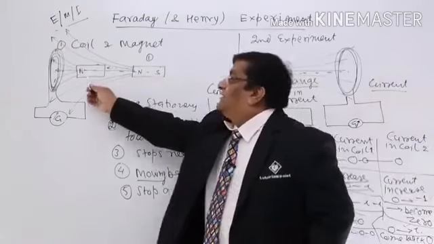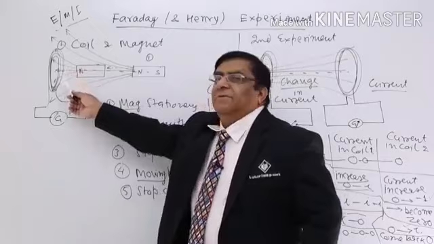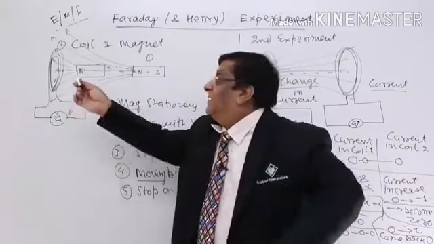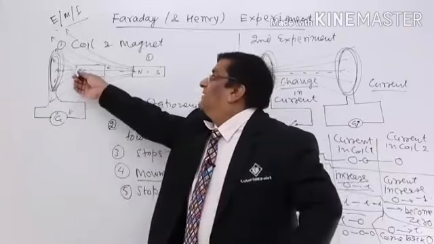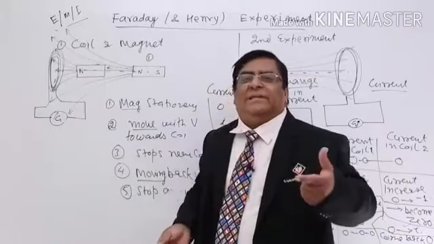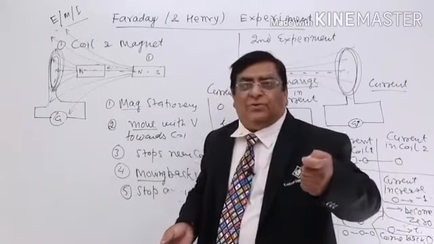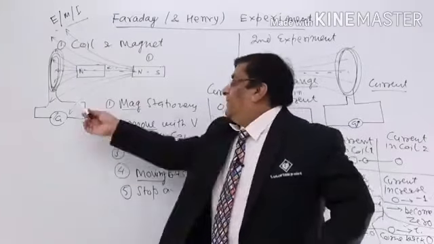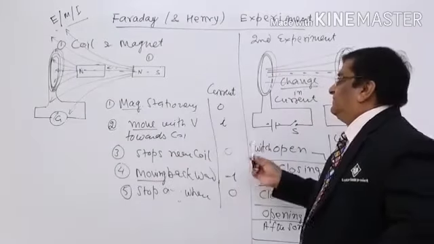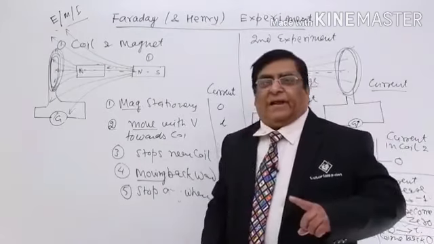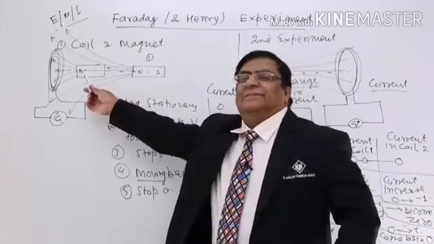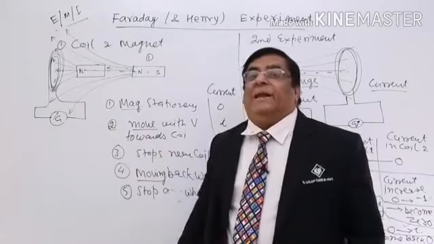Now, when it reaches this point, these are 5. In the next second, these are 5 because it has stopped. Again in the next second, these are 5. How much is the change? The change is 0. Therefore, the current shown by this is 0 again. So, there will be a current only when the flux is changing, magnetic flux.